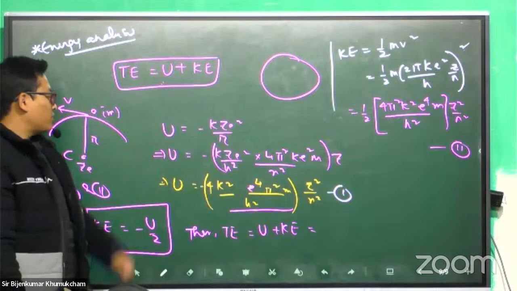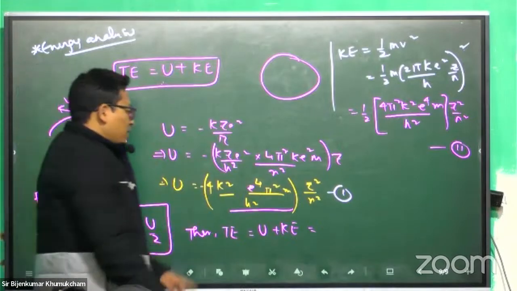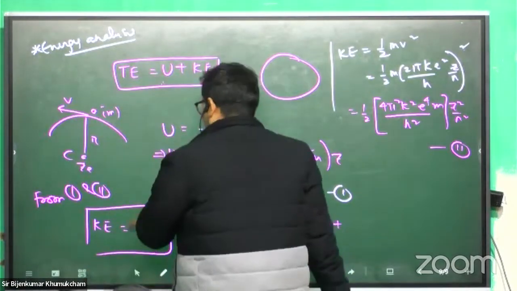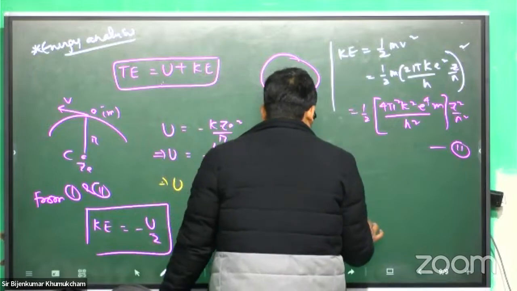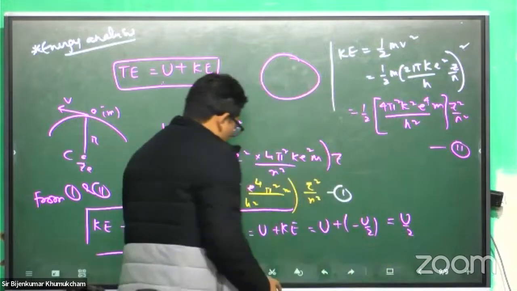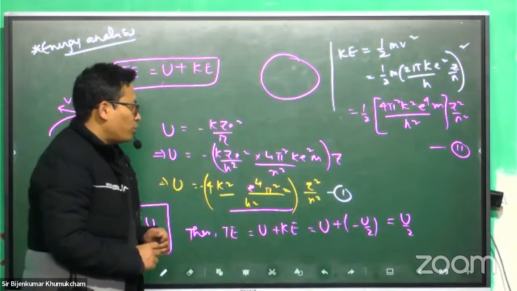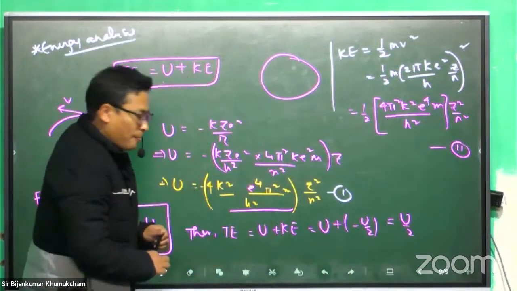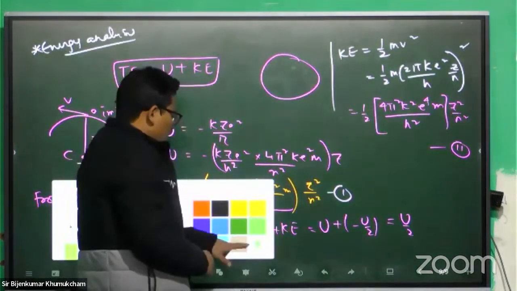Now let's express this in terms of potential energy. The total energy is potential energy plus kinetic energy, which is minus U by 2. So your total energy is half of potential energy, U by 2. Clear?